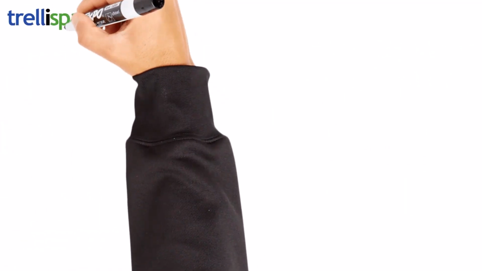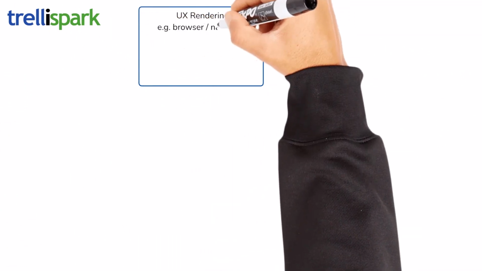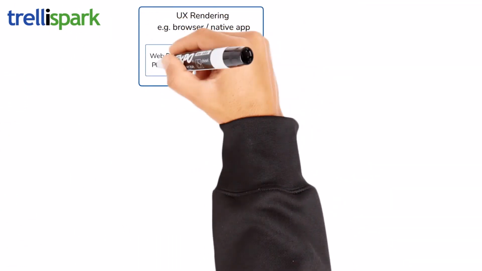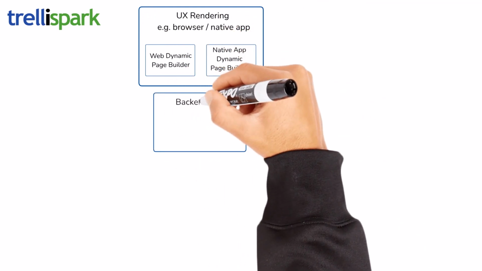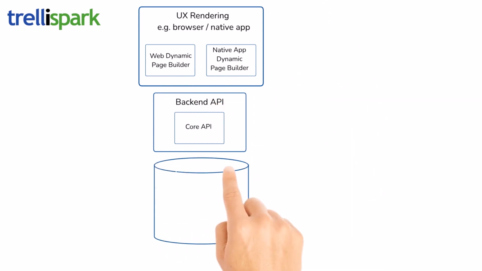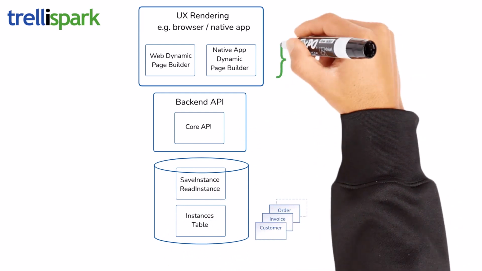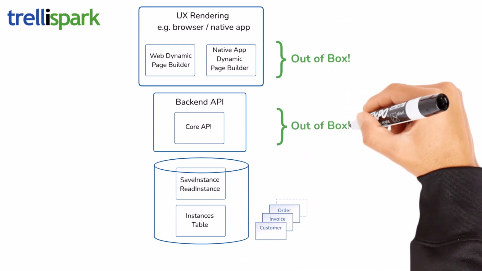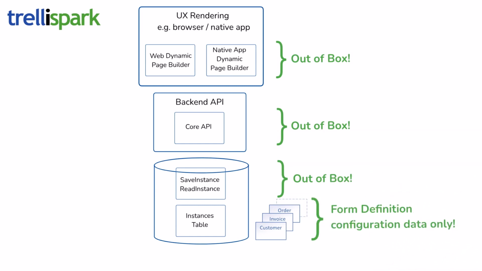With TrellisSpark, all that custom CRUD code doesn't exist. It's not applicable because we've instead created a set of generic components that can handle any CRUD transactions and can dynamically generate the user experience in real time using only configuration data. The entire user experience is rendered in a single page application with configuration data alone. And all that configuration data can be entered by a non-technical user.